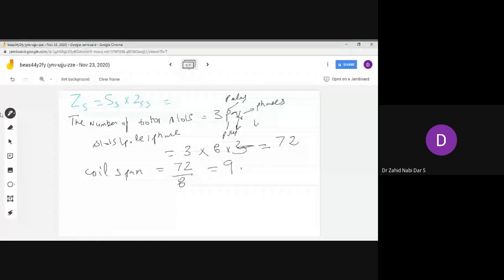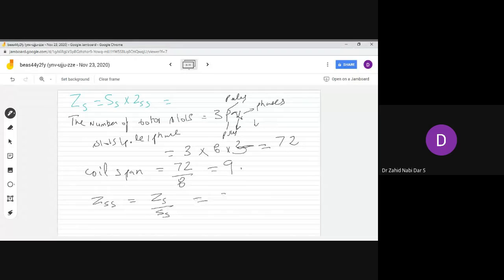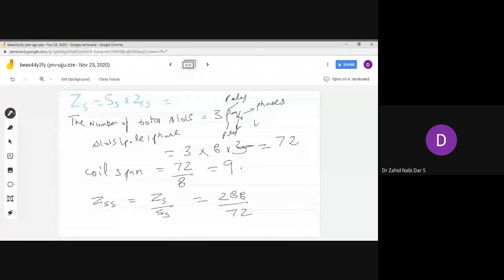Now if you want the slots, that is the ZRR value, this would be ZR by SR. So ZR 288 divided by SR 72. You just now saw that. So how much value will you get? Tell me. So 288 divided by 72 would be equal to 4.